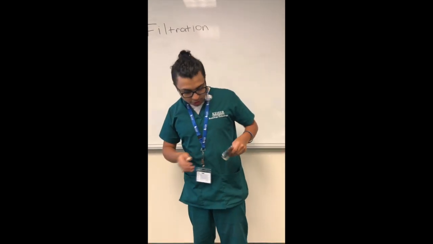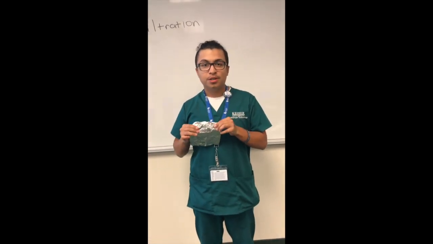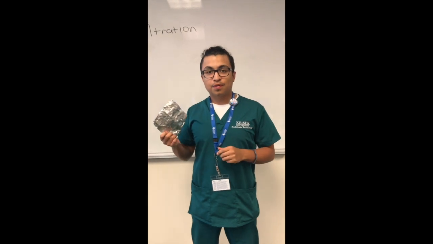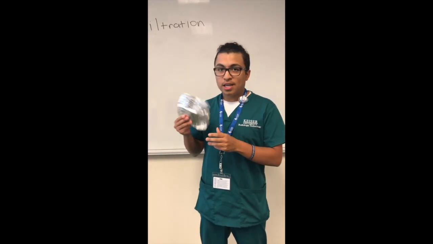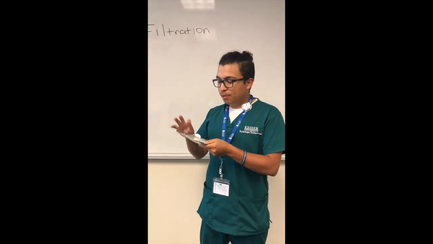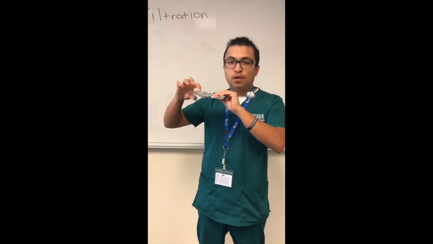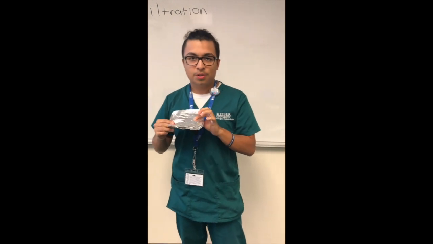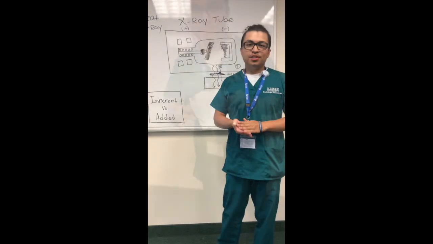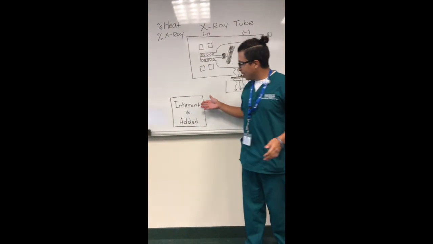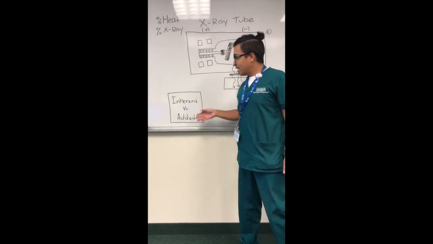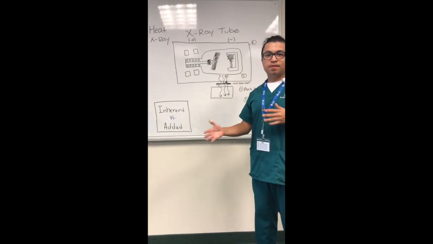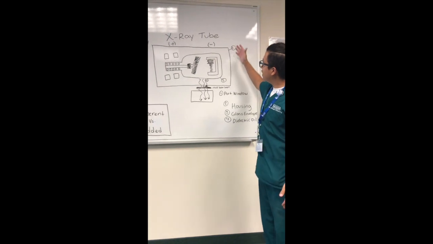The material commonly used for filtration is aluminum. Aluminum has an atomic number of 13, which allows X-ray photons to travel through it, but it causes the removal of low-energy X-ray photons so they don't pass through and ultimately reach the body. In filtration, there are two types: inherent and added. Inherent filtration is all the filtration that happens inside the X-ray tube.